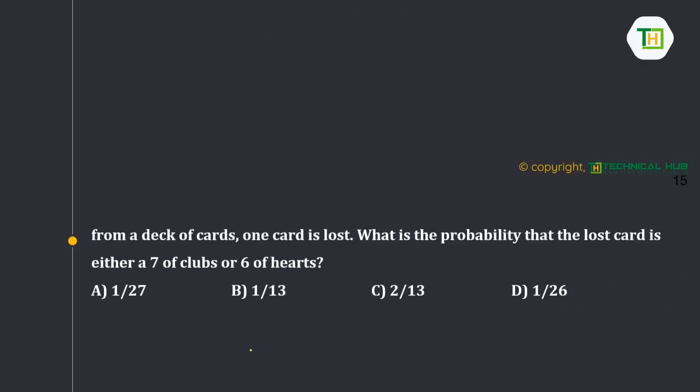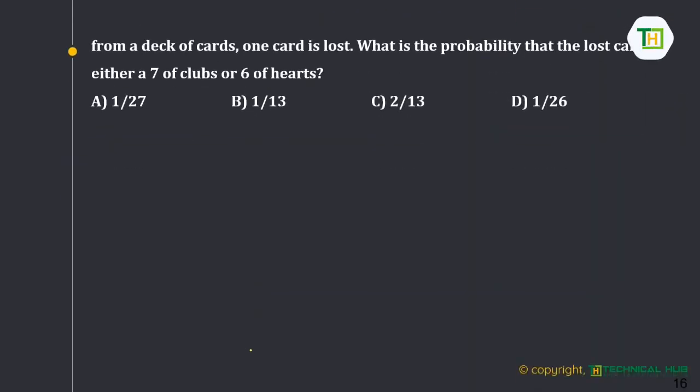Next one. Again, one more probability question. From a deck of cards, one card is lost. One card is lost or one card is drawn, both are same. What is the probability that the lost card is either a 7 or 6 of hearts and a 7 of clubs?